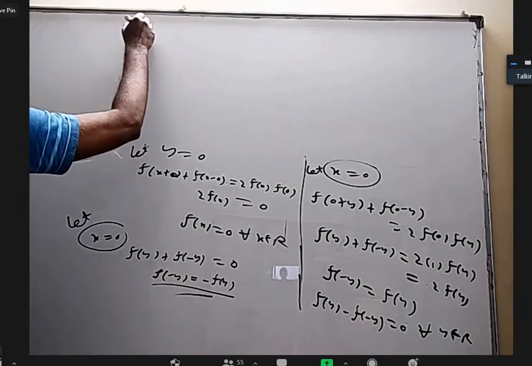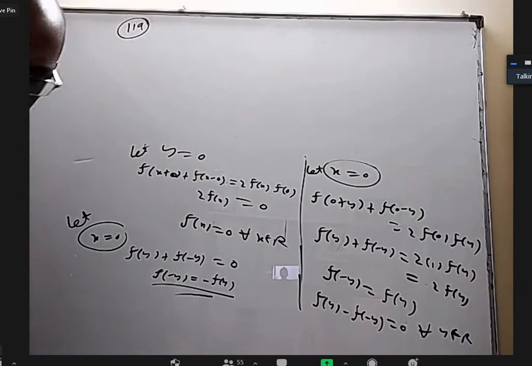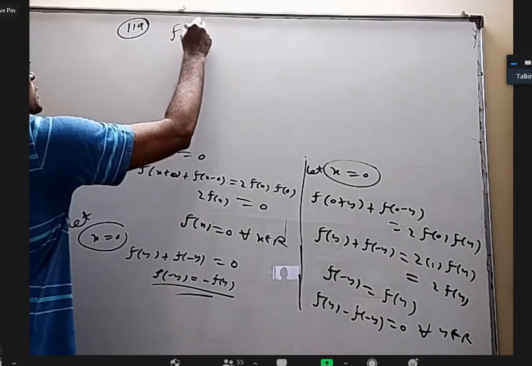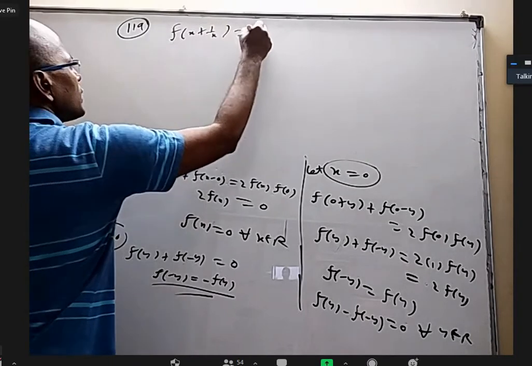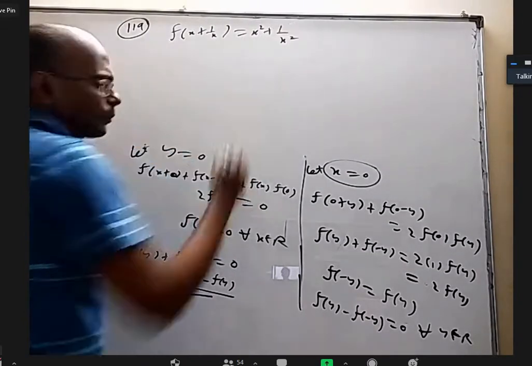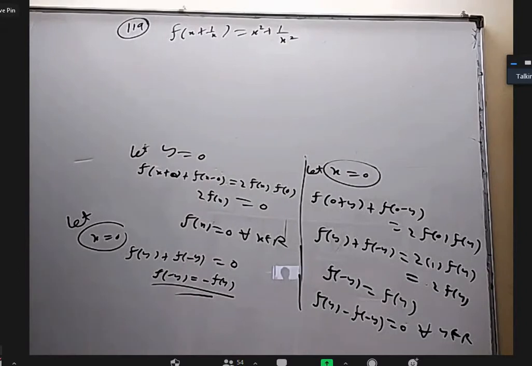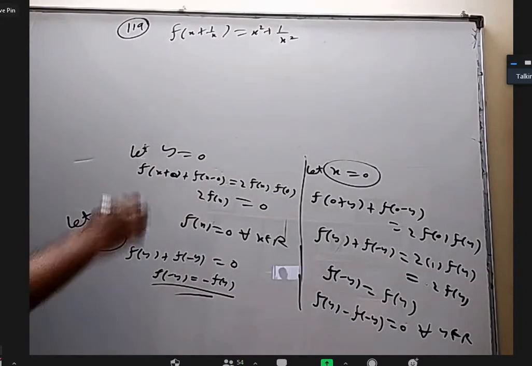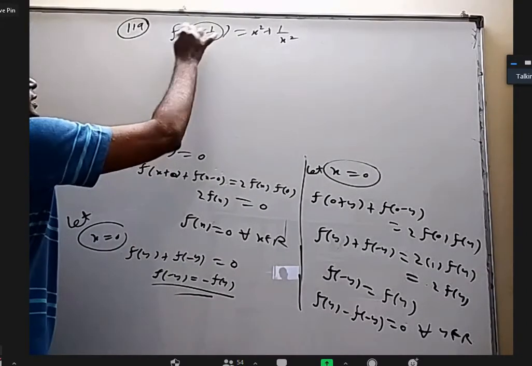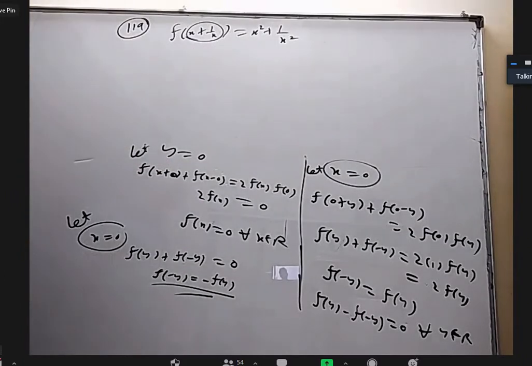Okay, so 119. f of x plus 1 by x is equal to x square plus 1 by x square. Now they wanted to know what is f of x. So we don't want x plus 1 by x here. We want x or some t or some k there.